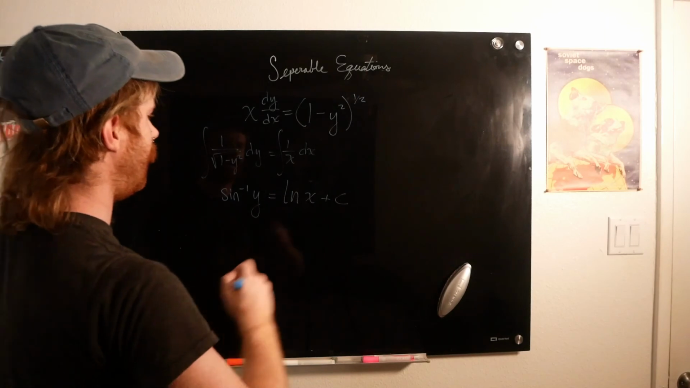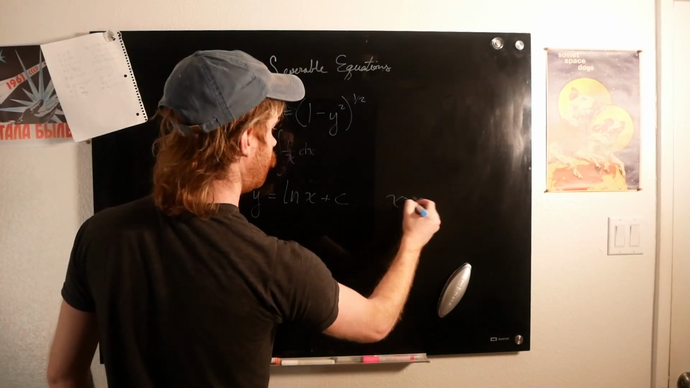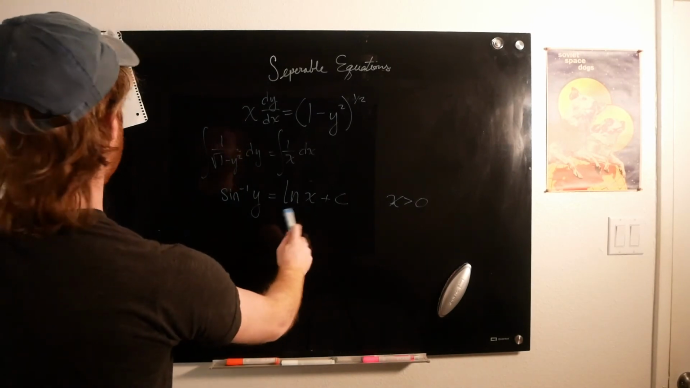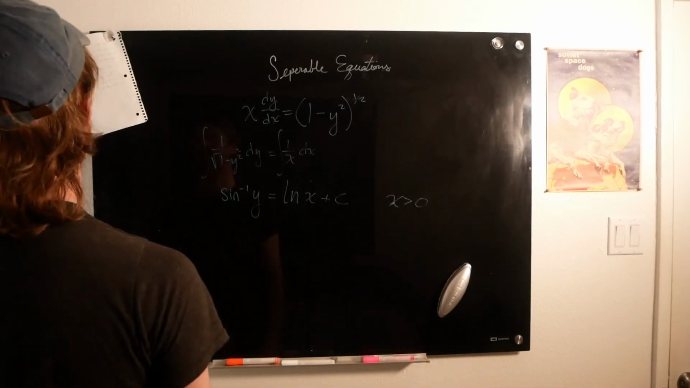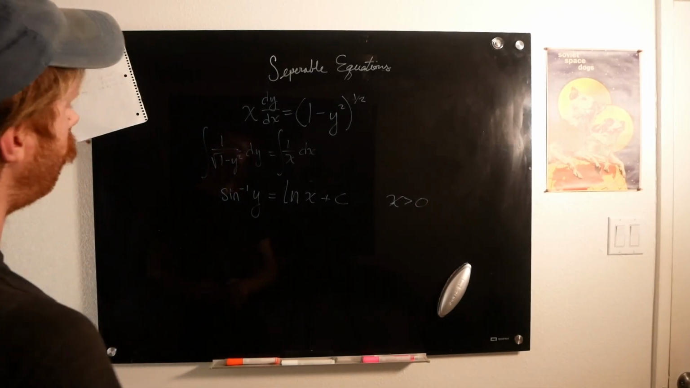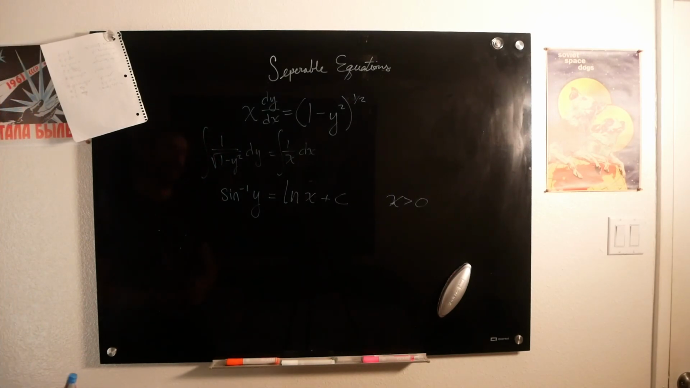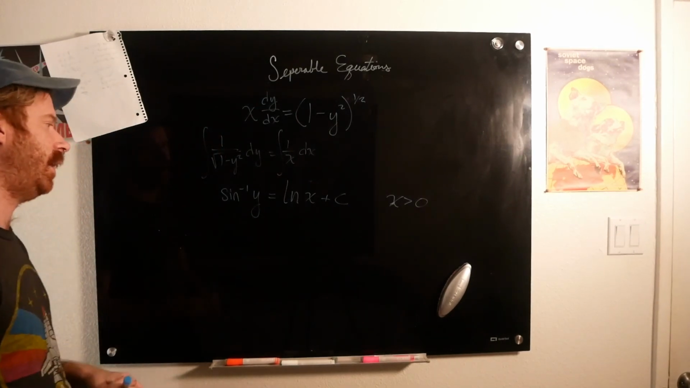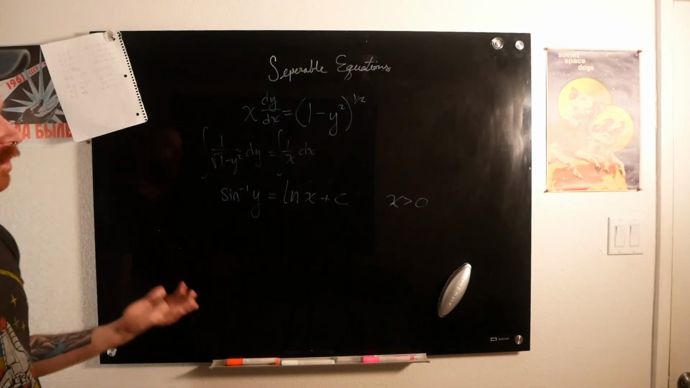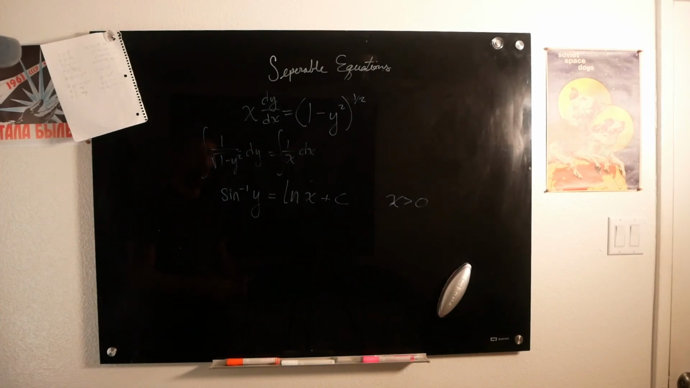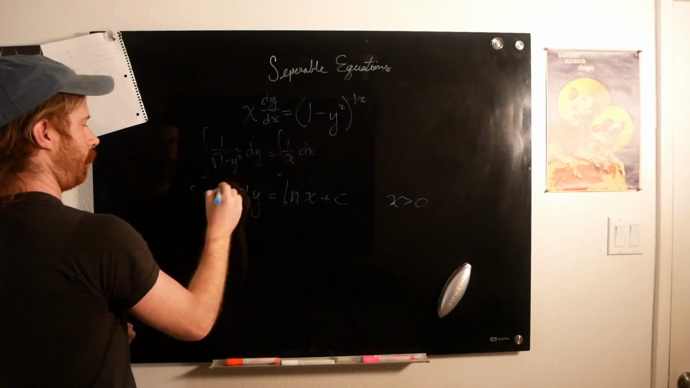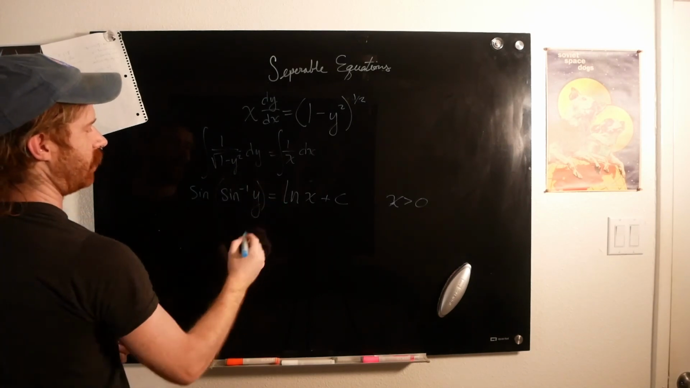And for this, x has to be greater than 0 because of this limitation. This limits what x can be. So now what we can do is, this is a sine inverse of y, right? So how are you going to undo sine inverse? Well, you can just take the sine of this, and then these two cancel, and you're just left with y.